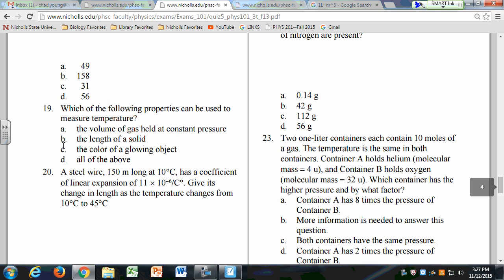Which of these can you use to measure temperature? Remember we gave a big long list of things that you can use to measure temperature? All of these, right. This is a constant volume, constant pressure thermometer, I think it's called. Length of a solid is like in your thermostat. The color of a glowing object is like a star. All of those you can use to measure the temperature.